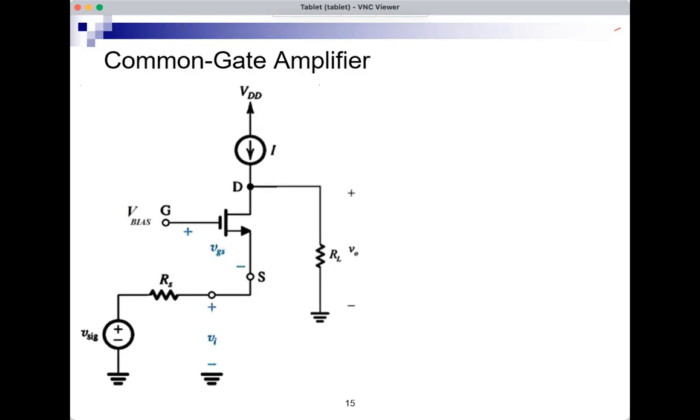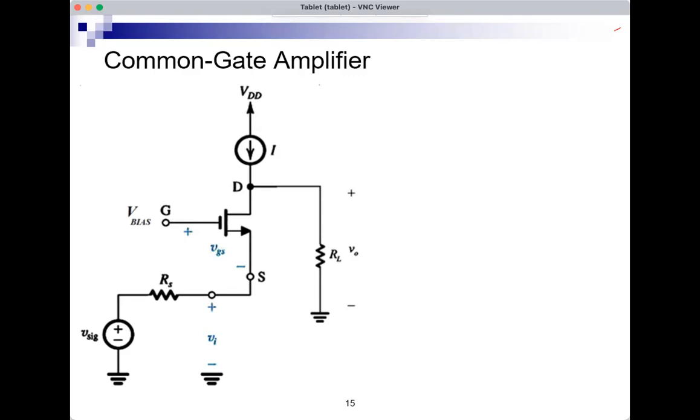But in the two cases, we had the input at the gate for MOSFET and output at drain. That's the common source amplifier. And for the BJT, we had the input at the base and the output at the collector. These are very popular configurations, very powerful configurations. But there are other configurations that correspond to applying the input and taking the output from other terminals.